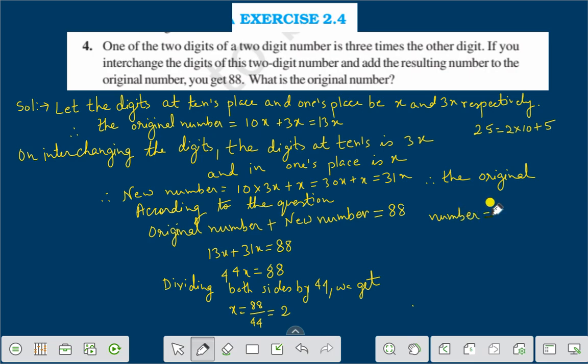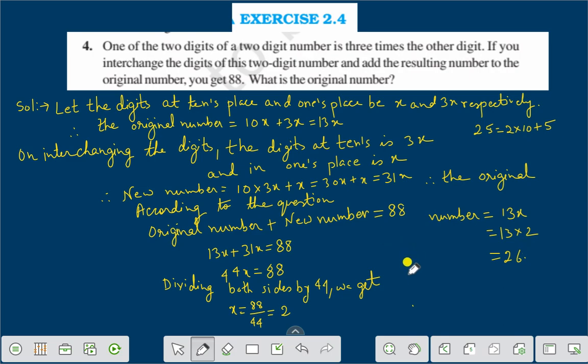Therefore, the original number is equal to 13x, that is equal to 13 times the value of x which is 2, and that is 26, and that is the answer.